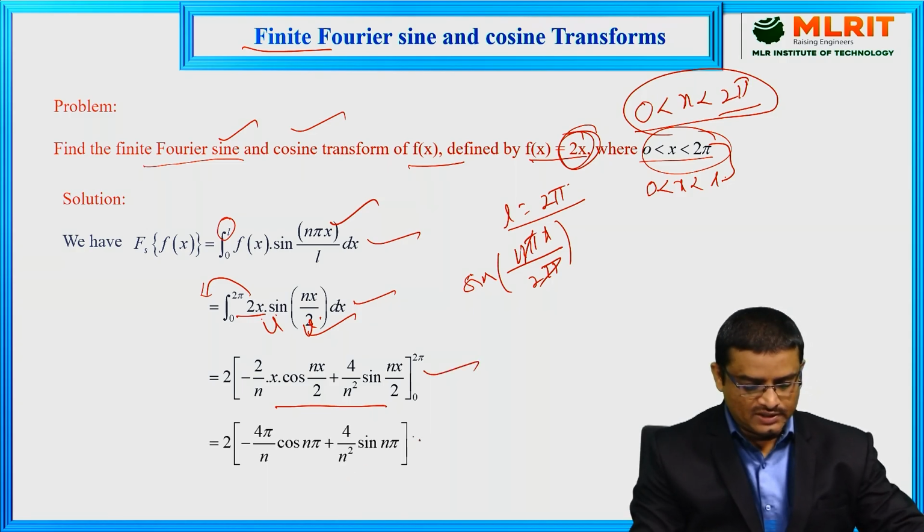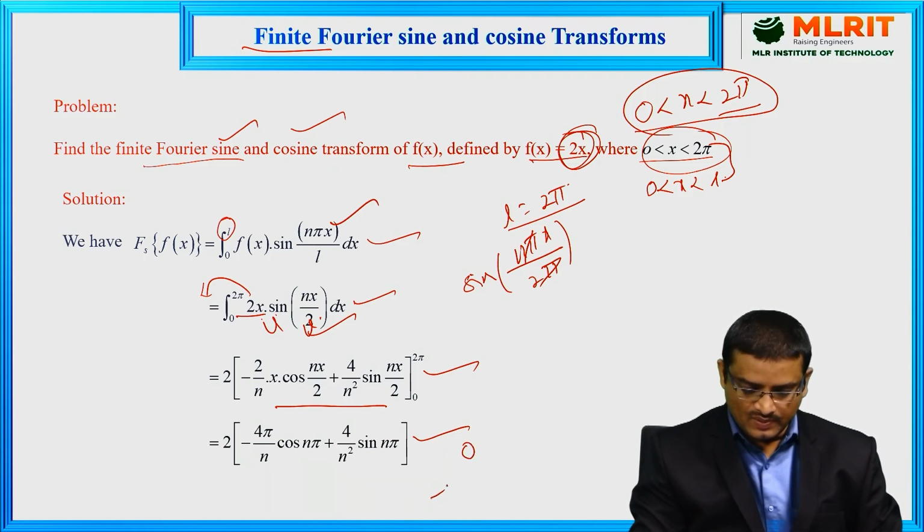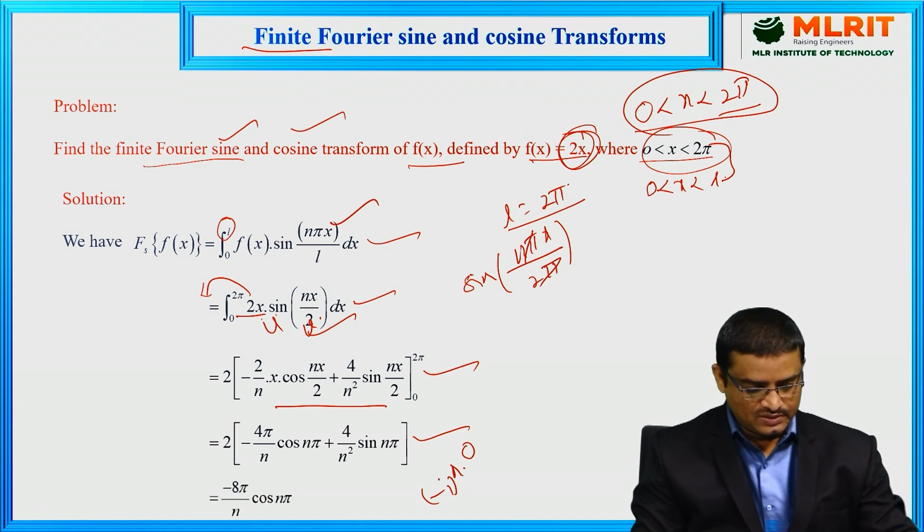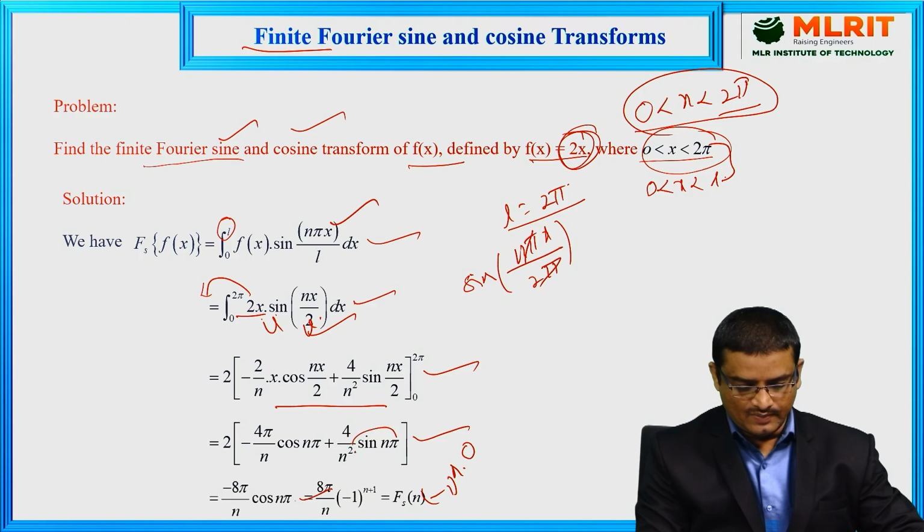So you will get this value here. Sin n pi is 0. Cos n pi we can consider as (-1)^n. Substitute this. Finally you will get this value. So this sin n pi is equal to 0.